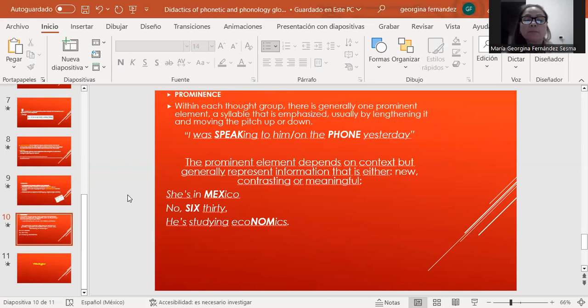For example, she's in Mexico. That's new information. No, 6:30, right? That is contrasting information. He's studying economics. That's meaningful.